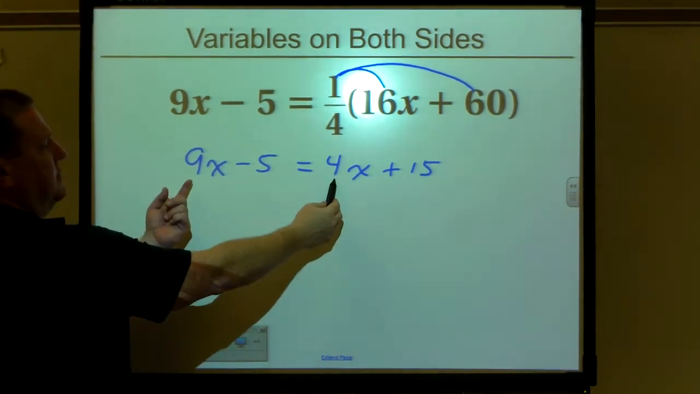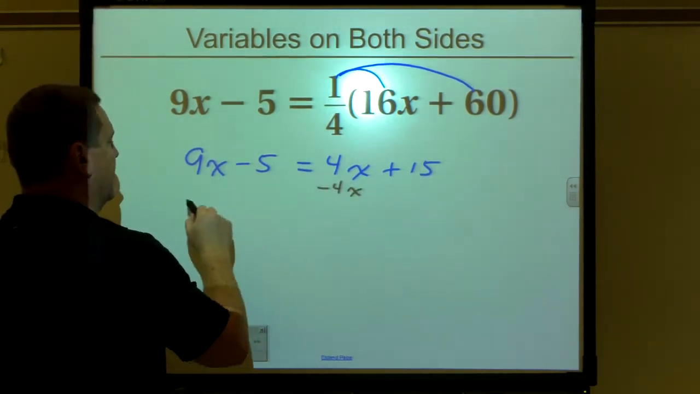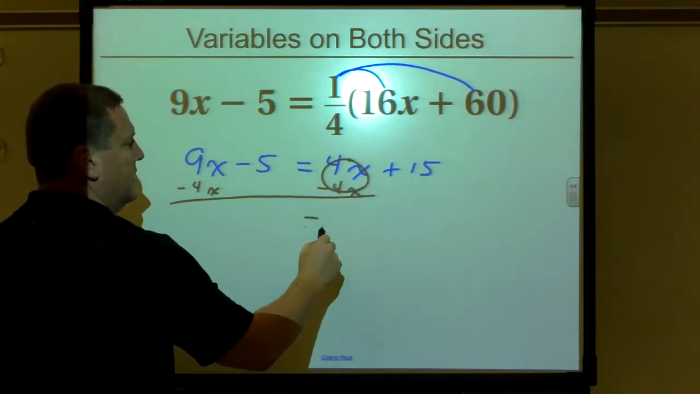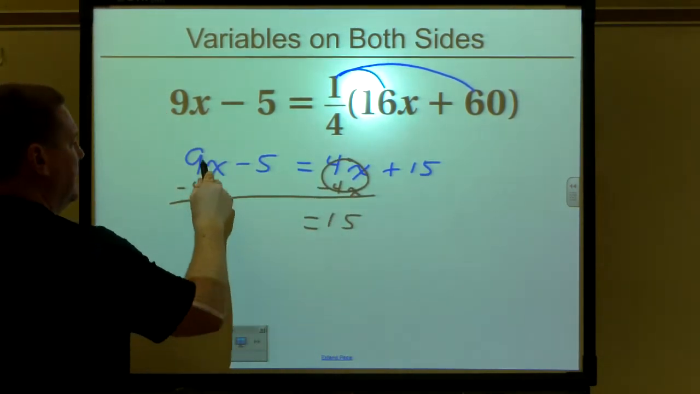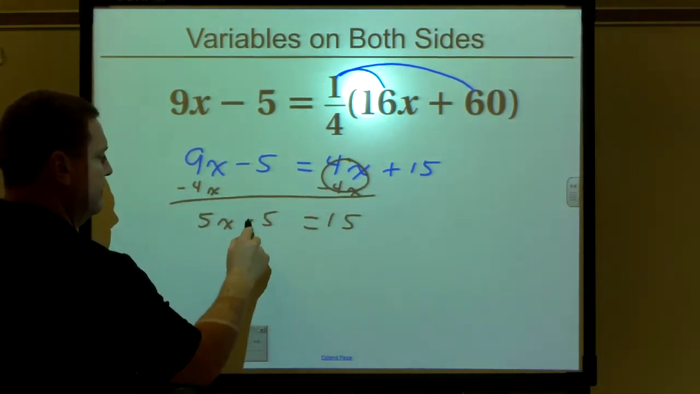Now I'm going to look at my coefficients. This one's smaller than this one, so I'm going to get rid of the 4x's on this side. So subtract 4x's gives me 0x's, leaves me with 15 over here. 9 minus 4x's leaves us with 5x's minus 5.